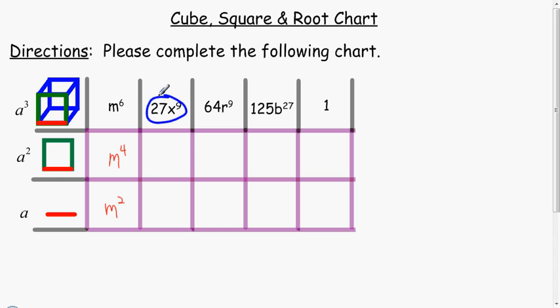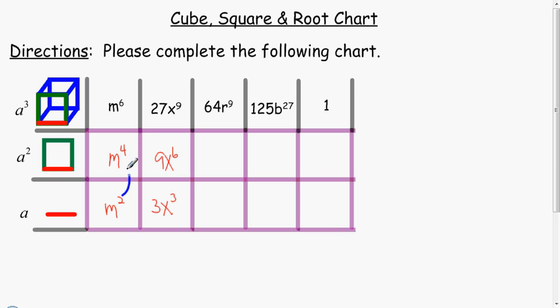Similarly, to be able to take 27x to the 9th, that is a cube, and come down to its root, it means I have to be able to cube root the 27 and cube root the 9. Well, the cube root of 27 is 3, and the cube root of x to the 9th is x to the 3rd, because I will divide the exponent by 3. Now, to take the root and create a square, I will square the 3 and square the x cubed, which is going to give me 9x to the 6, because you will multiply the exponent by 2.